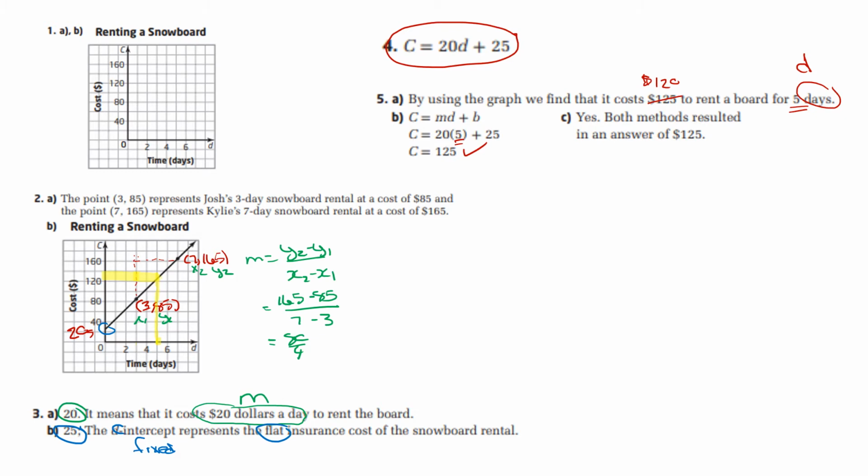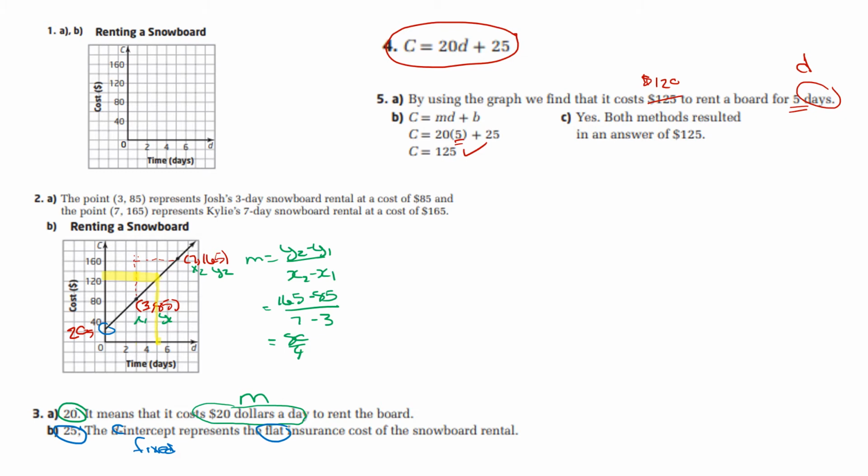Question C says, are these answers the same? So they are the same, but you might not have got the same answer. If I would have looked at my yellow highlight down there, I probably wouldn't have guessed 125. I might have guessed something else, so they wouldn't be the same. And that's okay, because when you use your graph, you're doing some estimating.